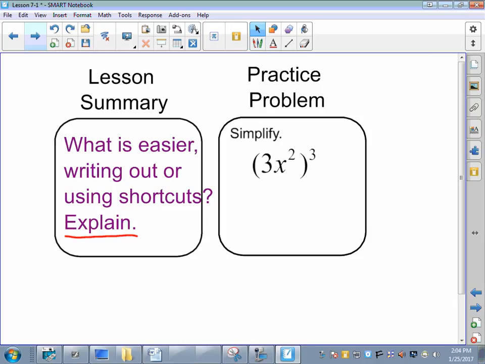And one problem for you to do, take that 3x squared and raise it to the third power. So no parentheses, you're going to have a number times x to a power. Write it out, use shortcuts, whatever you think is easier.